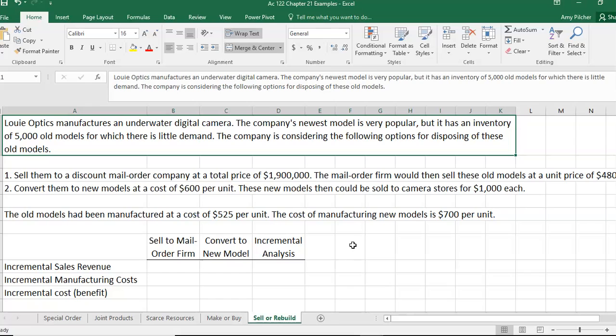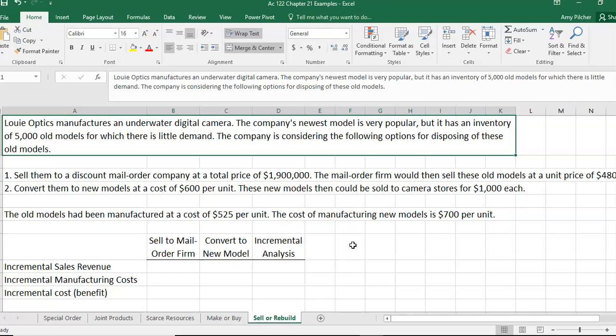So now we have to decide what is our relevant information and what is not relevant to this decision. So what is relevant to this decision is what we would achieve if we made the decision. So we could sell them for $1.9 million. That's extra income to us that's relevant to our decision. What isn't relevant to our decision is that the mail order company would sell them for $480. That $480 doesn't make any difference to us because that's not our proceeds.